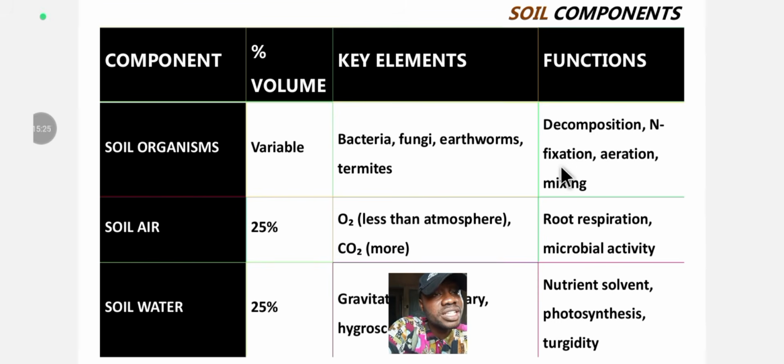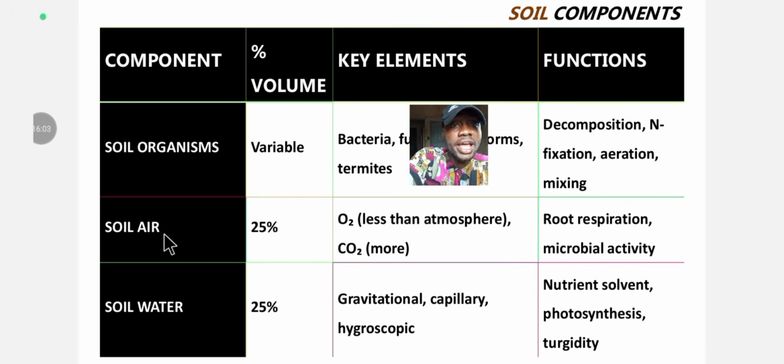The soil regains its minerals, or the minerals in the soil are replenished. So decomposition, nitrogen fixation, aeration, and mixing of the soil. These are the functions of the soil organisms. Usually microorganisms, and sometimes earthworms and termites. I already explained to you how earthworms use burrows to maintain soil fertility.